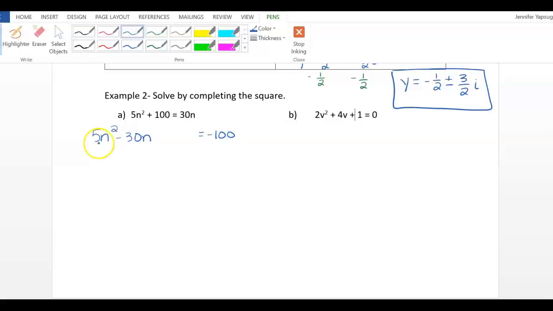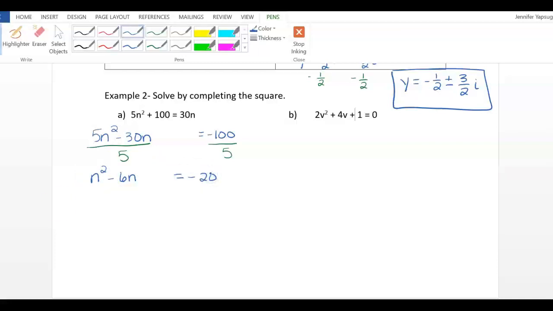All right, and then I look at the term in front of my squared term, and I see the coefficient is 5. So I'm going to divide both sides by 5. Lucky for us, this time we don't have a fraction. So that gives us n squared minus 6n equals negative 20.